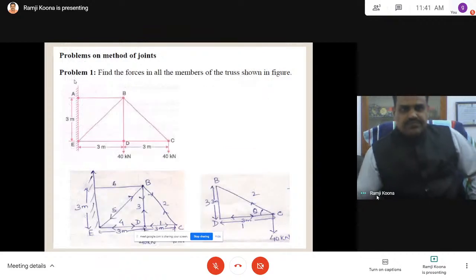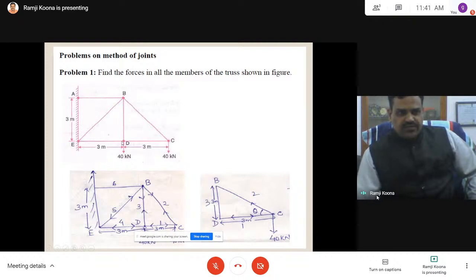Then go to joint D. By this time, this is known to you. If you see this joint, there is the force along DB, the force along ED, and the force along CD. But the force along CD and BC, that is S1 and S2, are already determined. As far as this joint is concerned, S3 and S4 are also unknown. That is 3 unknowns and 2 equations, Fx equals 0, Fy equals 0, so we cannot solve.